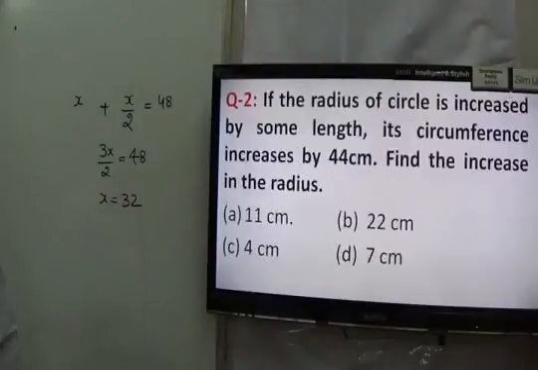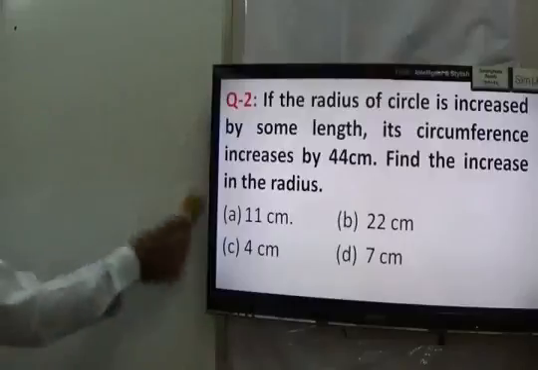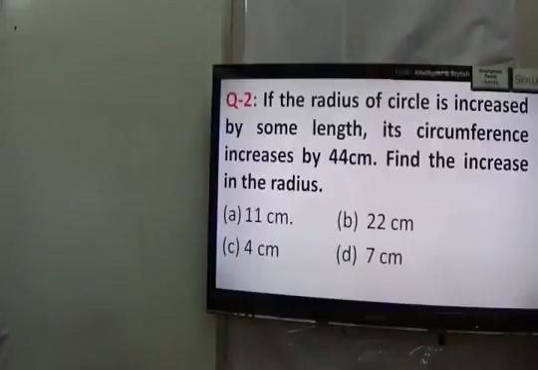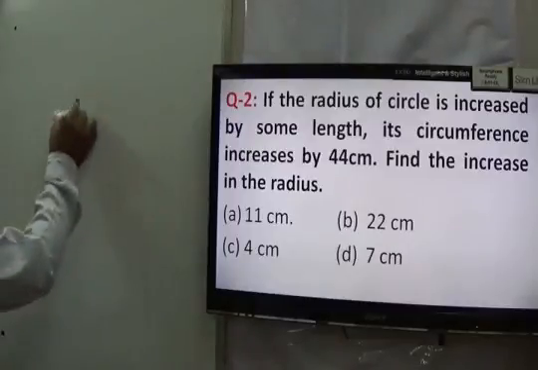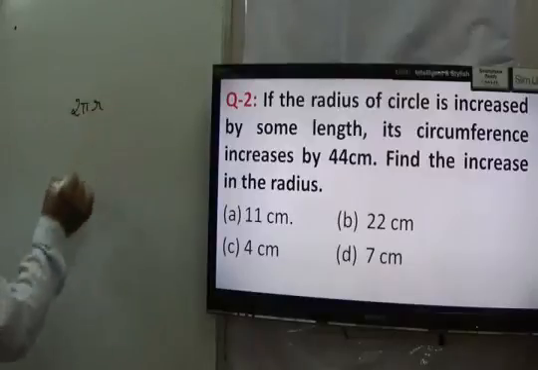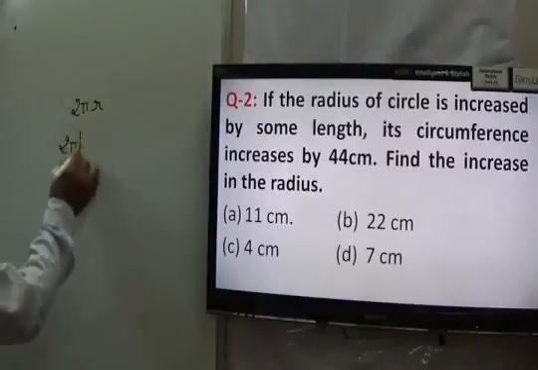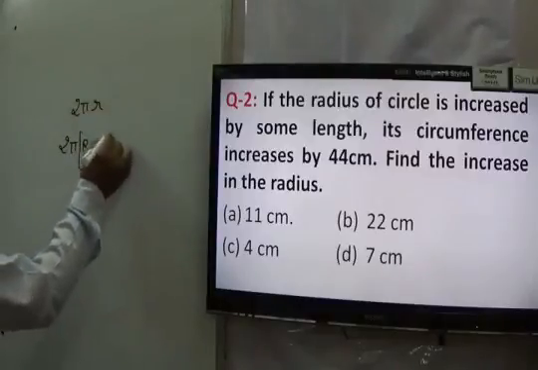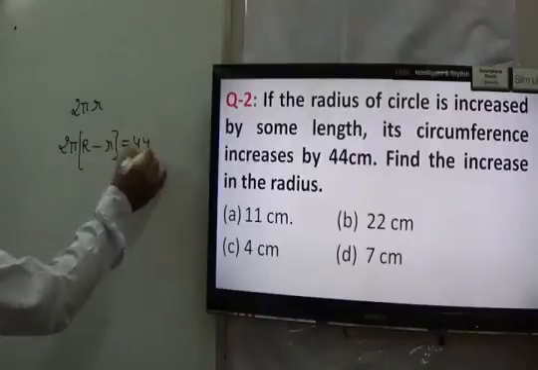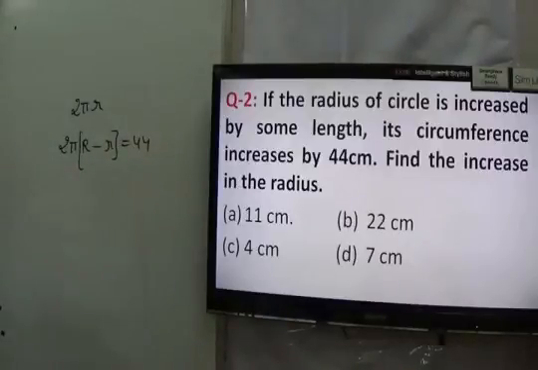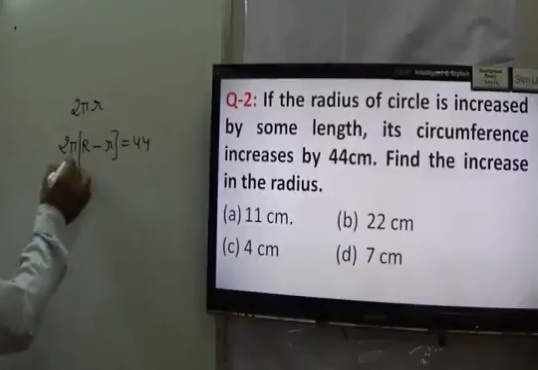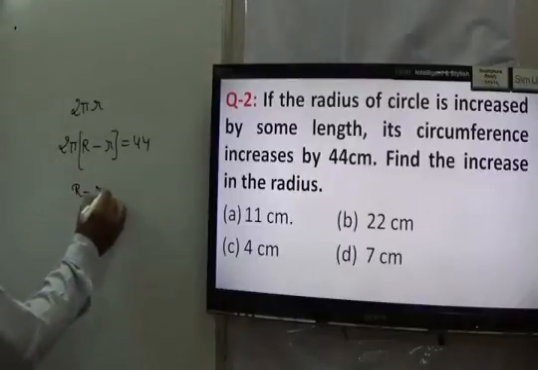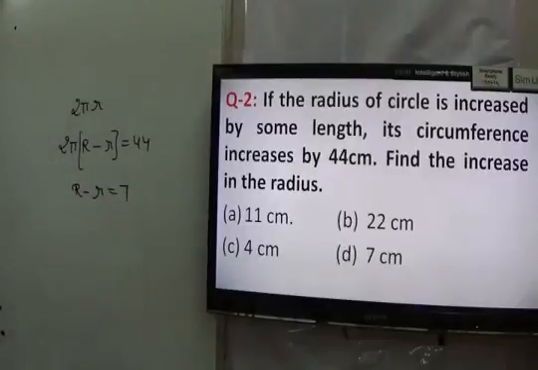The second question is, if the radius of a circle is increased by some length and its circumference increases by 44. We know that circumference is 2 pi r, right? If I say earlier my radius was r and now it is R, the difference will be equal to 44, and in the answer I am supposed to find out R minus r. This is 2 into 22 by 7, so here I can say R minus r equal to 7. So we can say that the increase in the radius is equal to 7.